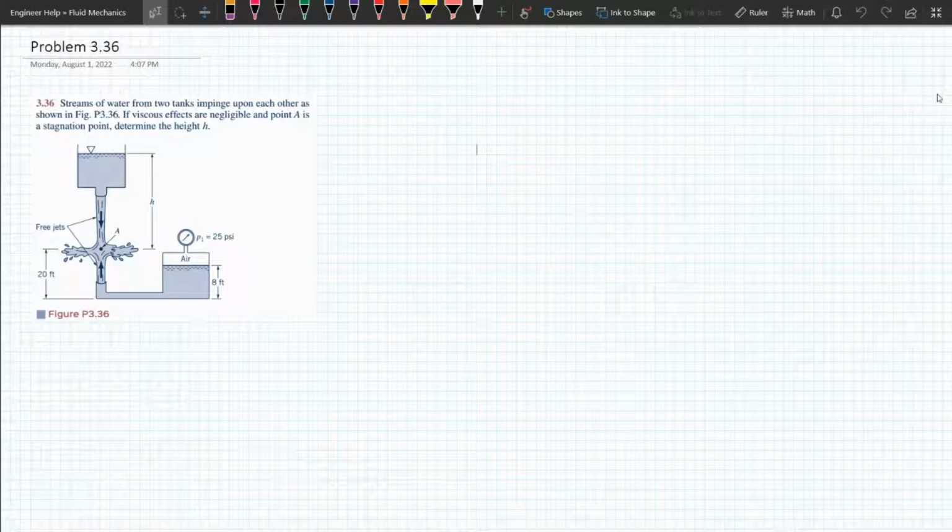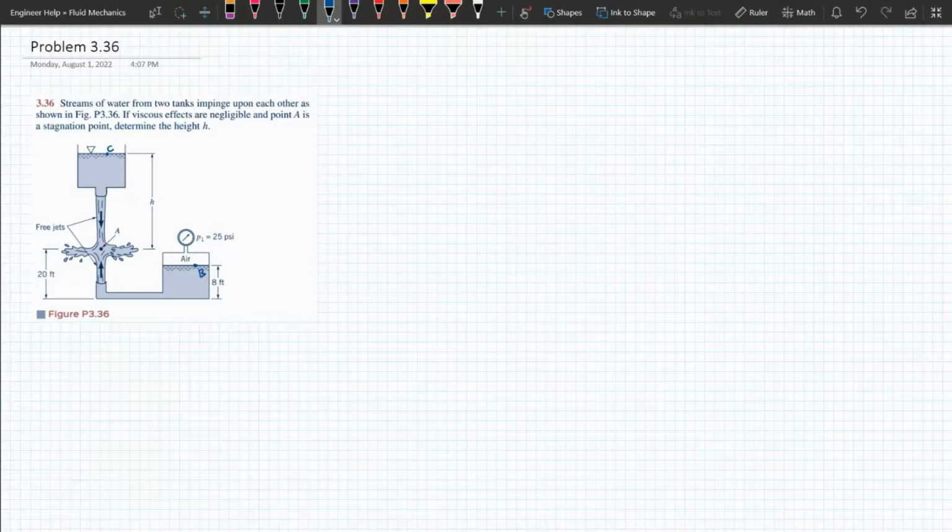Alright, so we already have our point A here. So let's just define some other points of interest. Let's make point B inside this pressurized tank over here, right? So that's going to be B. And let's make point C over here. Point C. Okay, so the goal of this problem is to derive an equation through Bernoulli's that will let us solve for h. So let's just start off by writing Bernoulli's equation between points A and C.